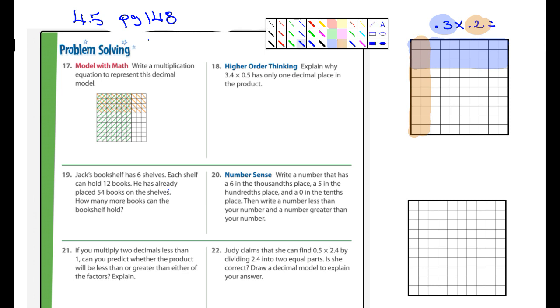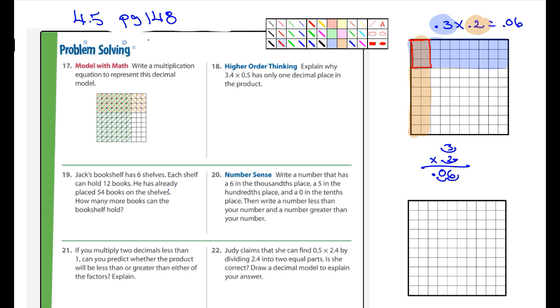And the answer is 0.06. That's important you guys remember that. There's 2 decimal places we have to deal with here. If this was 0.3 times 0.2, 3 times 2 you know is 6, but there's 2 decimal places that we have to account for. And so it's going to be 1 and then 2. So the answer is 0.06. And these are the 6 squares that we're talking about right here.